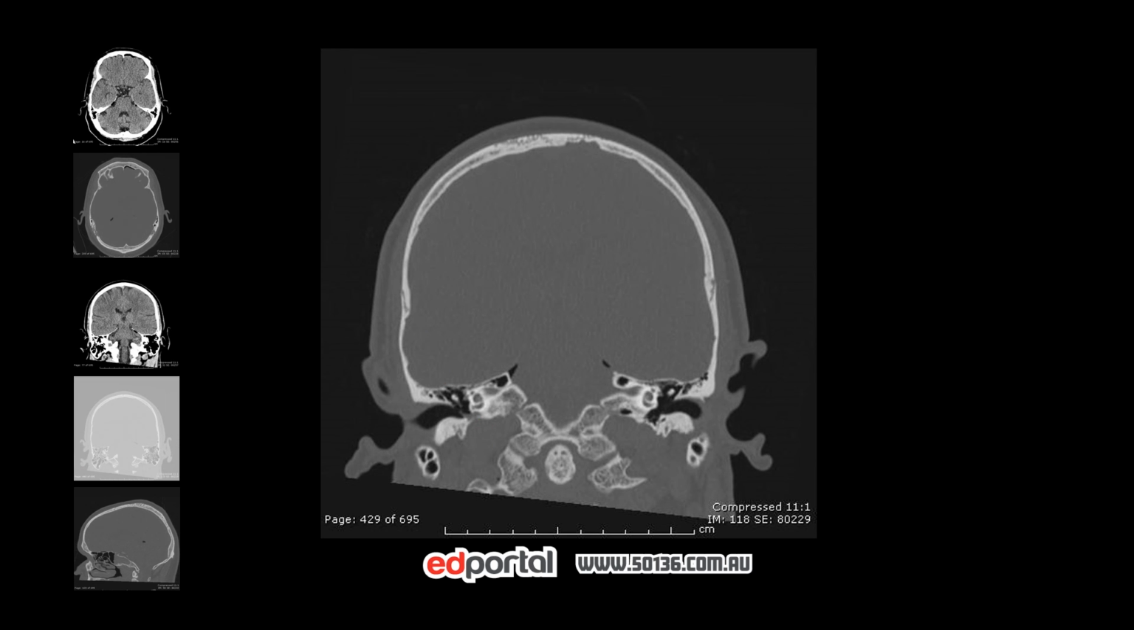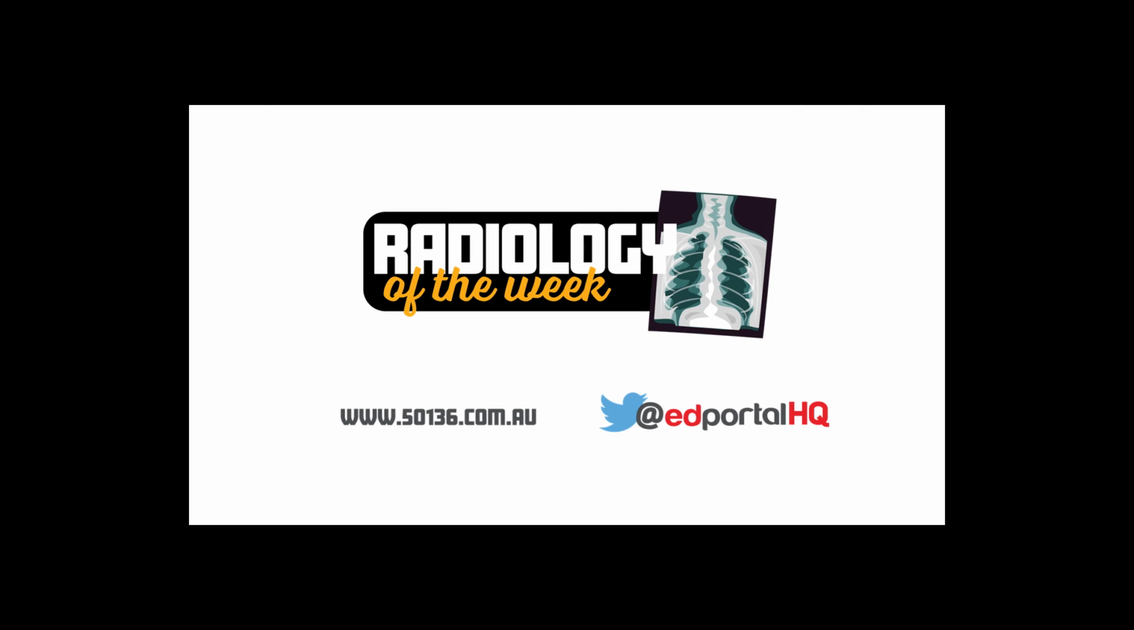So this gentleman has a base of skull fracture which has resulted in quite significant pneumocephalus without any signs of tension, and he also seems to have involvement of the inner ear. So it's a pretty significant finding and one that we'd be needing to talk to our neurosurgical and ENT colleagues about in the near future.